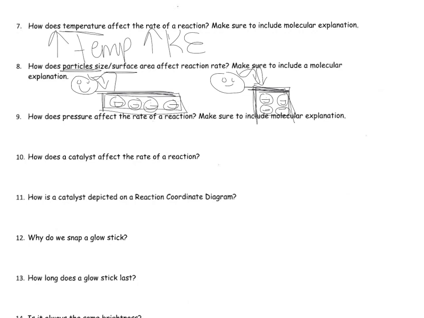So Clyde can have better chances of making a reaction happen with Ida as he collides on this greater surface area. Clyde over here doesn't have as many chances to collide with Ida because the amount of exposed Ida molecule right here is less. So if I increase the surface area, I increase the rate at which things happen.